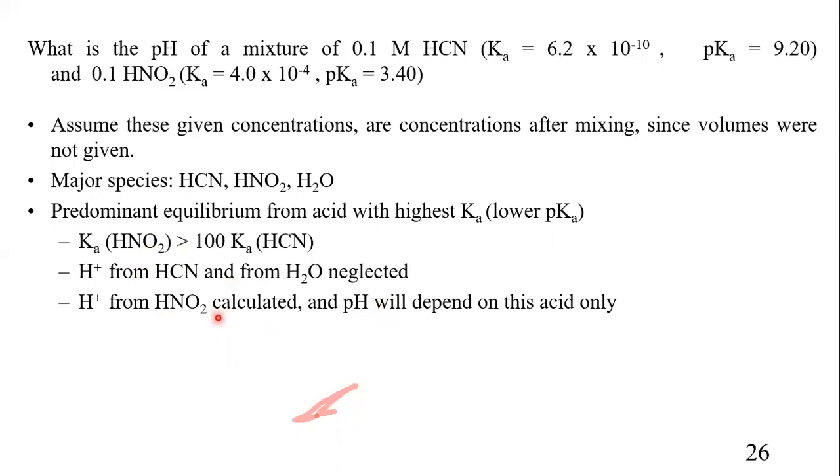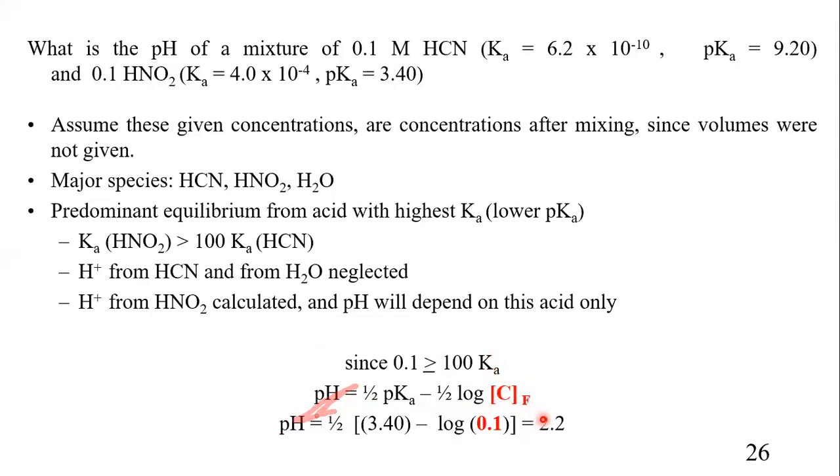What is this acid? It's a weak acid. Is its concentration greater than 100 Ka? What concentration? The concentration after dilution. Well, in this case, it's the same, it's 0.1. Is that greater than 100 Ka? If it is, great, then the pH equals half pKa minus half log of the concentration of that acid, again after dilution, and it happens to be the same, 0.1. Substitute pKa, substitute the concentration 0.1, and solve for pH.